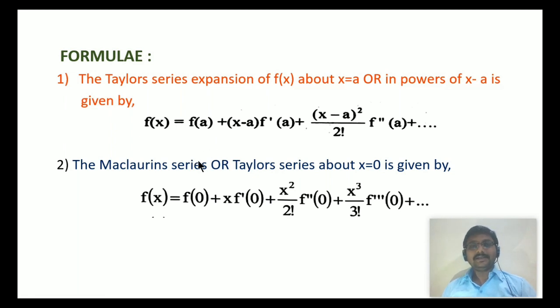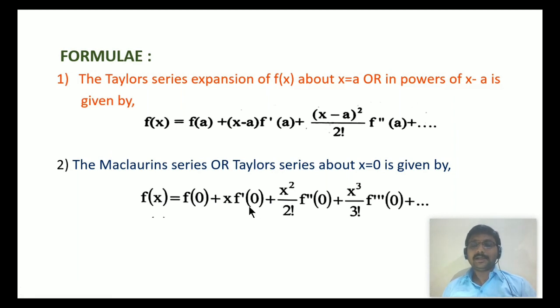The Maclaurin series is given by f of x is f of 0 plus x into f dash of 0 plus x square by 2 factorial f double dash of 0 plus x cube by 3 factorial f triple dash of 0 plus and so on. This is also obtained from Maclaurin's theorem just by removing the remainder term. Now using these formulas, we can expand the single variable functions.